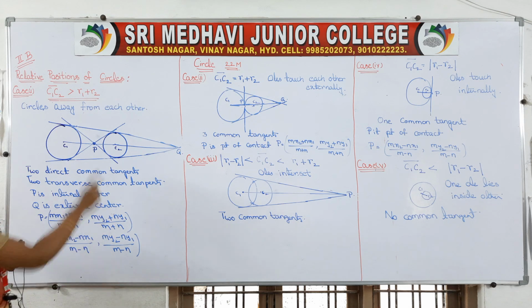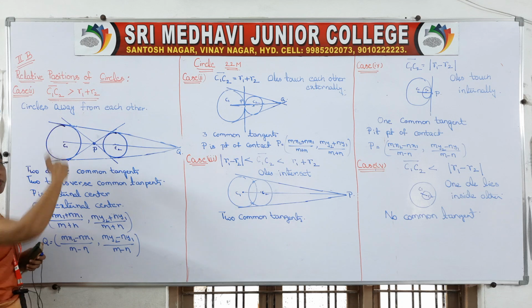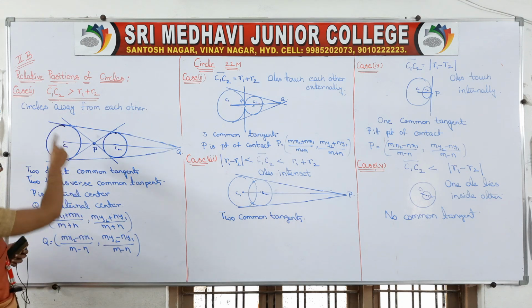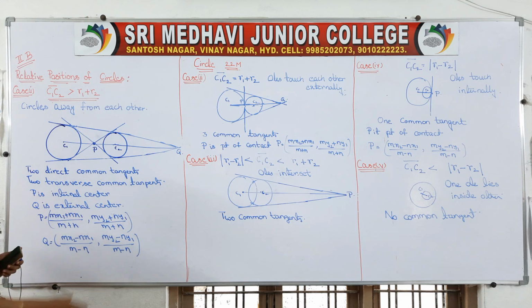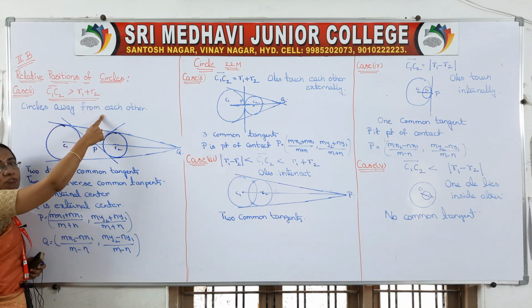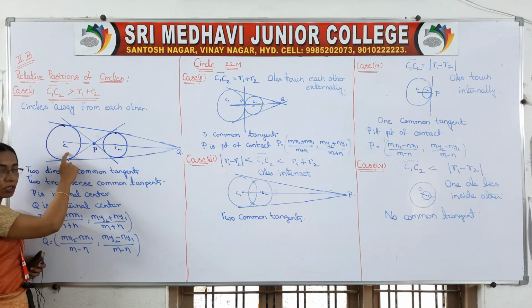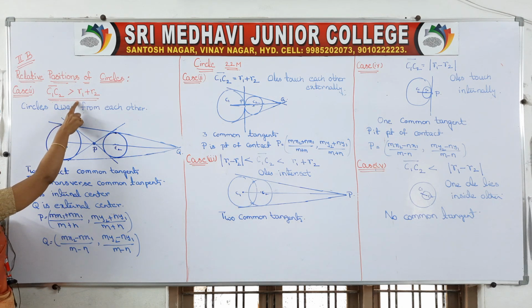Suppose your C1C2 value is greater than R1 plus R2, then the circles will be away from each other. So this is the condition for circles away from each other. That means they do not touch each other. So what is the condition? C1C2 must be greater than R1 plus R2.